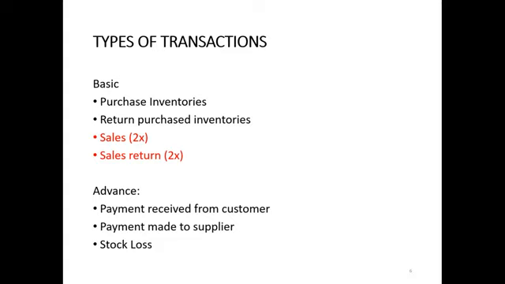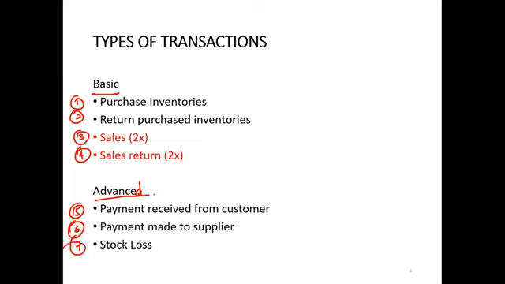Okay, let us move to the types of transactions that you need to know for this accounting for retailing. I classify these items into two categories. The first one is the basic transaction. The second one is the more advanced transaction. For the basic transaction, you only have seven. If you know all these seven, you'll get full marks for this question in your final.